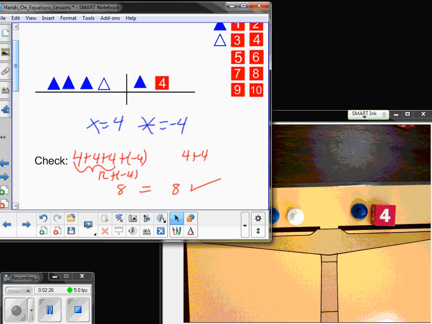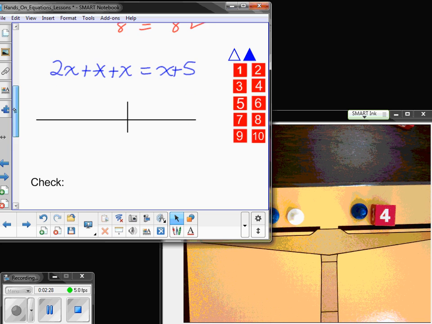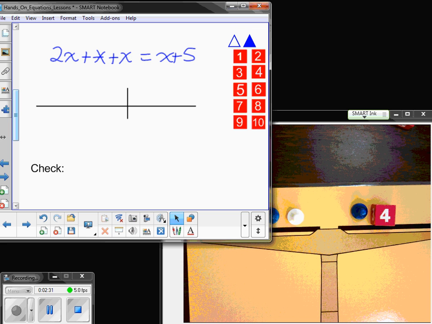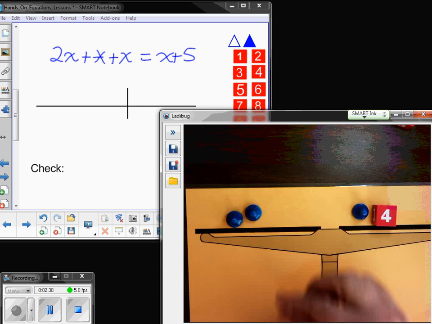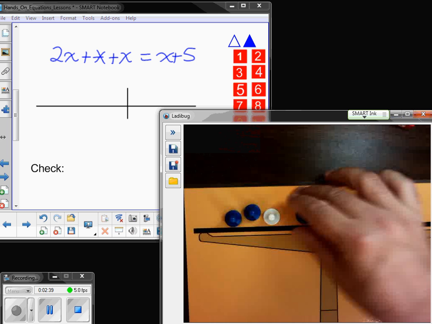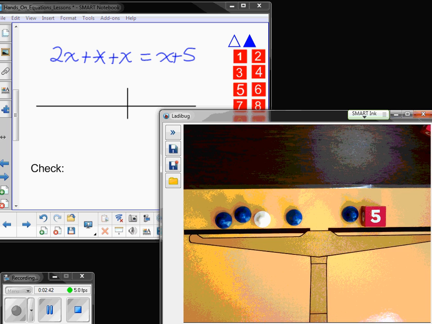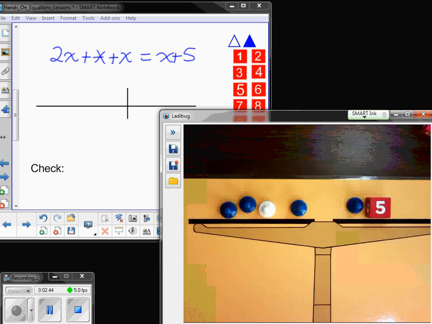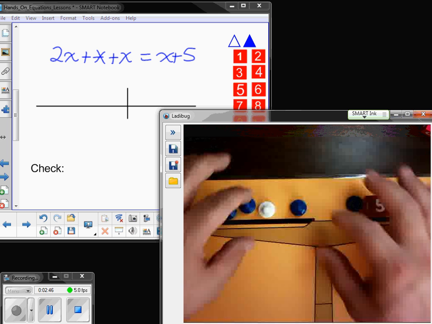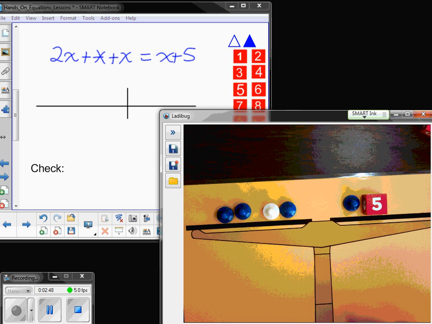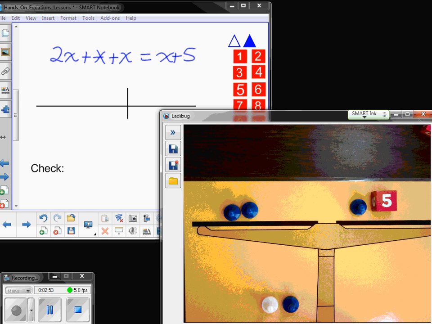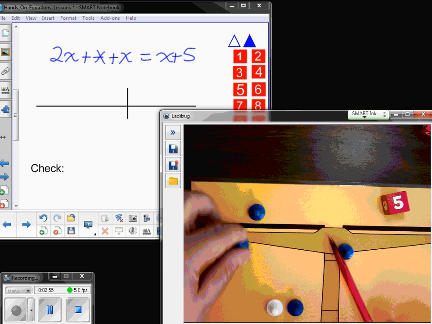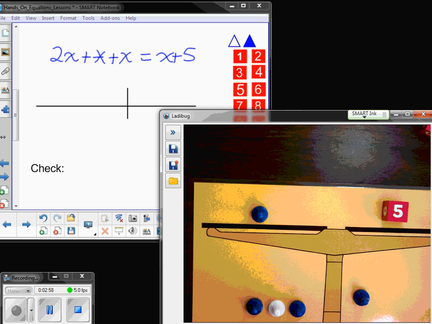Okay, let's try another one. This time, we're given it as an equation. So I got 2x plus star plus x equals x plus 5. I got the equation set up. Like last time, star and x cancel each other out. So I'm going to remove them from my line. I've got an x on each side. I can bring them below my balance. I now have x equals 5.